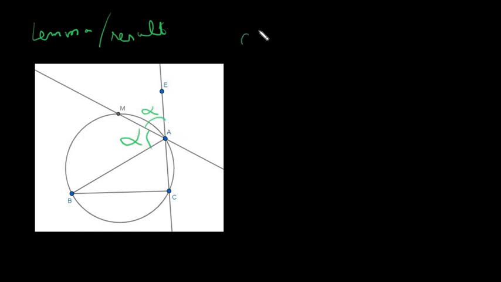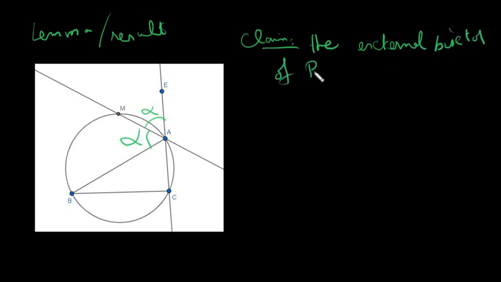So our claim is that the external angle bisector of BAC meets the circumcircle at the midpoint of the arc.